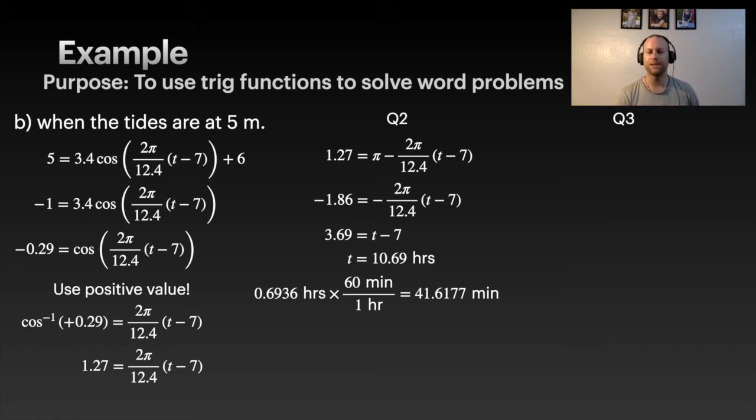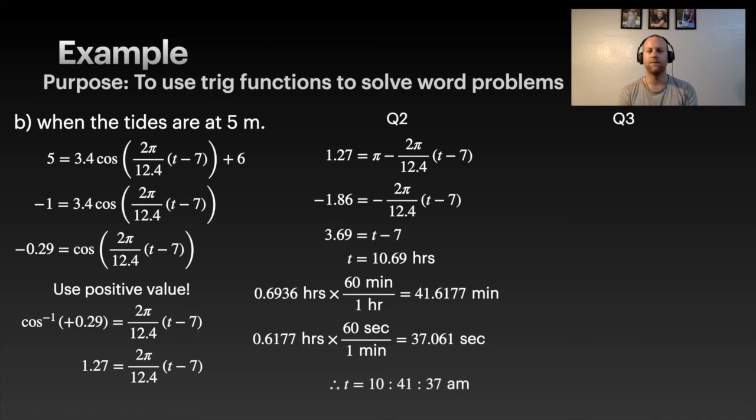So 0.6177, so that much of a minute. I need to figure out how many seconds that is. Take that decimal, times it by 60 seconds over 1. This gives us 37.061 seconds. So my overall time is 10 hours, 41 minutes, 37 seconds. So this is the time that we get. 10:41 with 37 seconds a.m. That's how precise we can get with this.